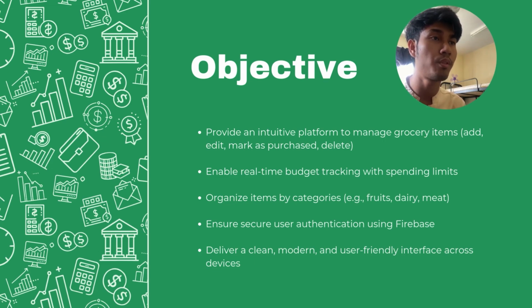The first one is to provide an intuitive platform to manage grocery items, which is add, edit, mark as purchased and delete. The second one is to enable real-time budget tracking with spending limits. Next is to organize items by categories, for example fruits, dairy, meat and so on. Then to ensure secure user authentication using Firebase. And the last one is to deliver a clean, modern and user-friendly interface across devices.